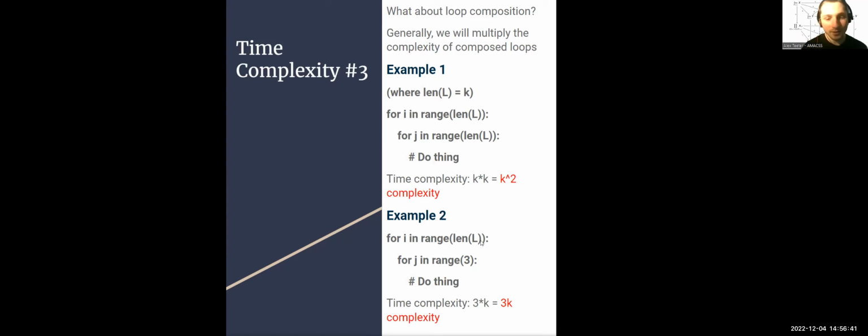But yeah, so for example two, we have an input. Let's say we have a list of length 2. Then we'd be looping 3 times for each iteration. That's 3 times 2, so that's 6. Or in general, if we have a list of length k, then we're looping 3 times for each of the k iterations. That's 3 times k, or 3k complexity. Is that clear to everybody?